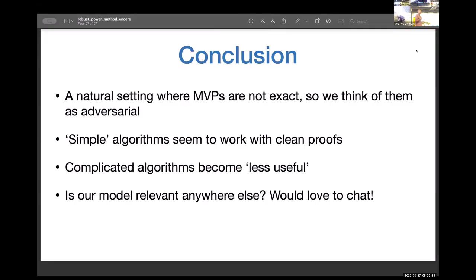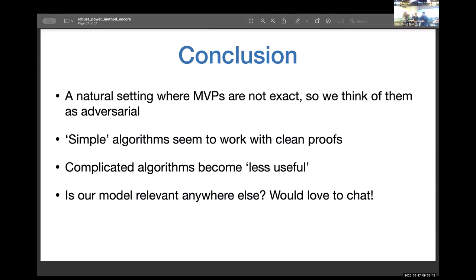And like I said, these complicated but smarter algorithms become slightly less useful. If they're already taking 1 over epsilon steps, then why would I work with Chebyshev polynomials when I don't have to? And maybe at a high level, if you find that this model is relevant or interesting to you, I would love to chat later. But yeah, that's it. Thanks for being here.